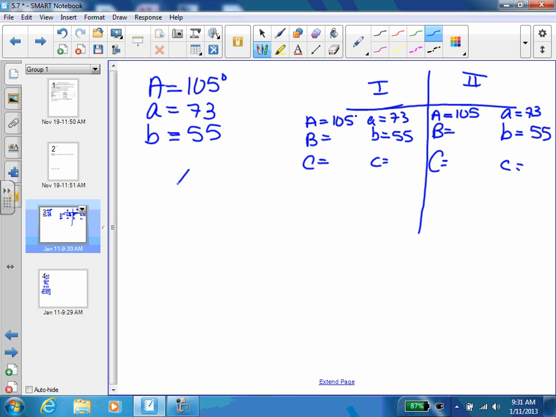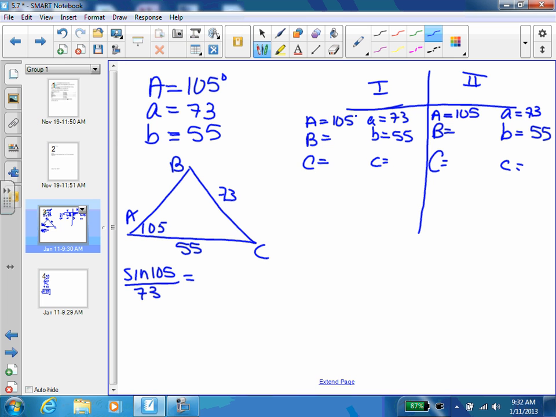We're going to draw this little triangle just to help us set everything up. I'm going to call this A, B, C. Remember, this information isn't necessary. I know this is not drawn accurately because A looks acute, but it really is an obtuse angle. If that bothers you, change your picture so that A is the wider one. For me, it's just placement. This is 73. This is 55. According to the law of sines, we have the sine of 105 over 73 equals the sine of B over 55, which equals the sine of C over C. That's our proportion that we can write.